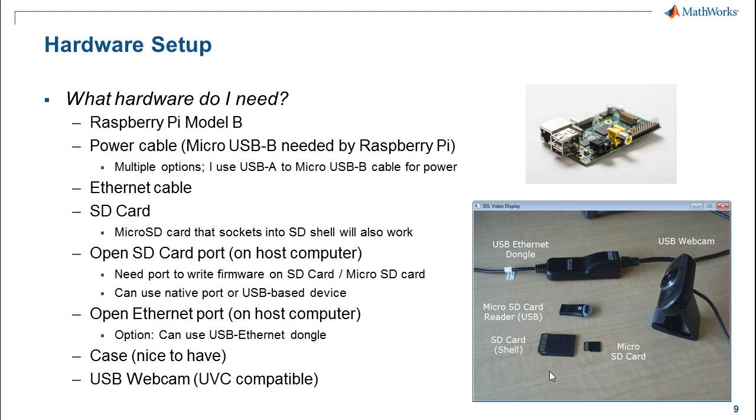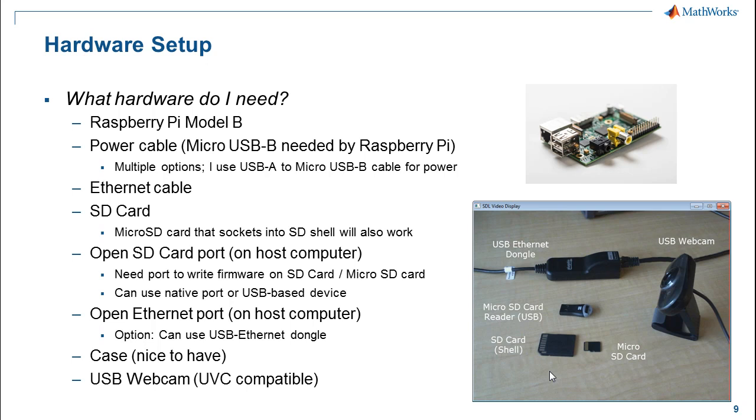We need an SD card. However, a micro SD card that sockets into an SD shell also works. Obviously, we need an open SD card port on the host computer. As we saw before, we needed that port to write the firmware onto the SD card or micro SD card. You can use a native port or a USB-based device. And we need an open Ethernet port on the host computer. A good option, especially if you have a laptop and you only have one Ethernet port that might be already used, is you can get a USB Ethernet dongle. This plugs into a USB port and gives you a second Ethernet port.